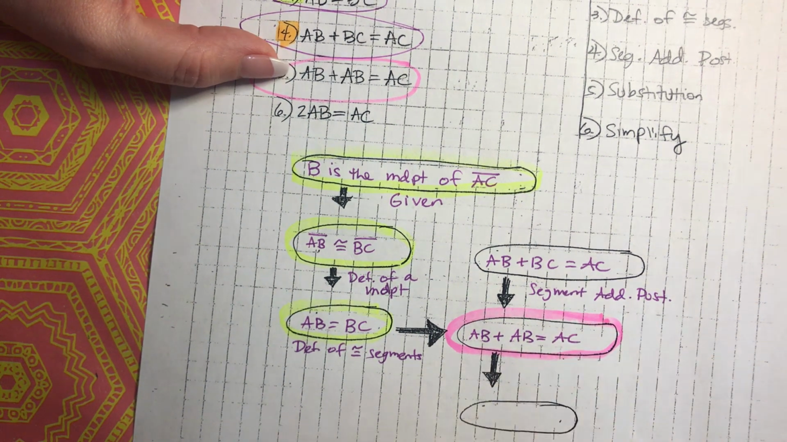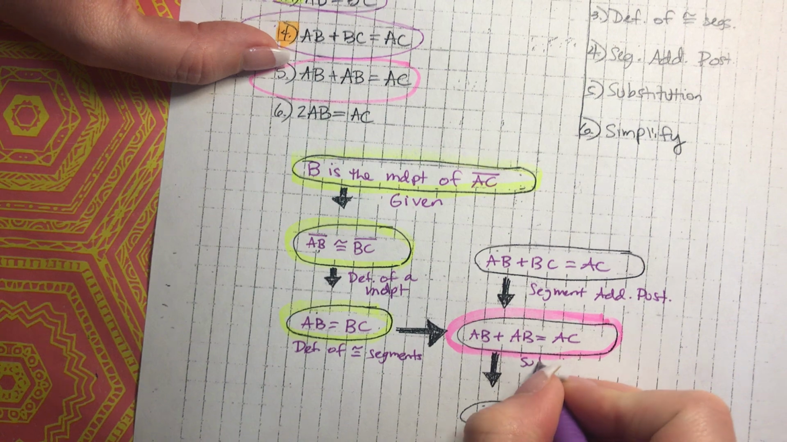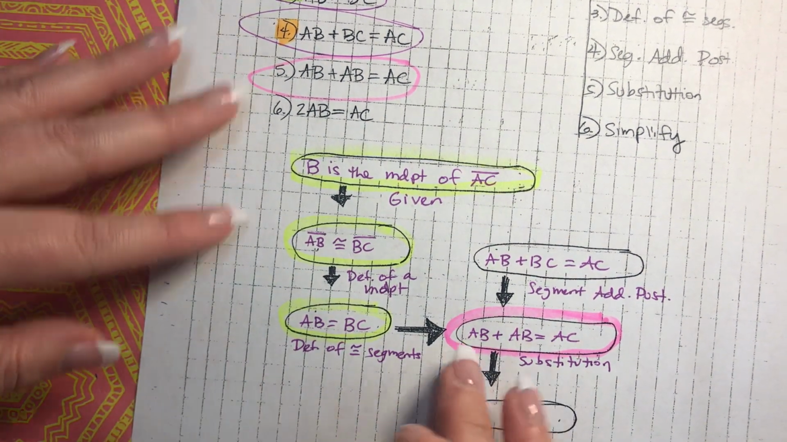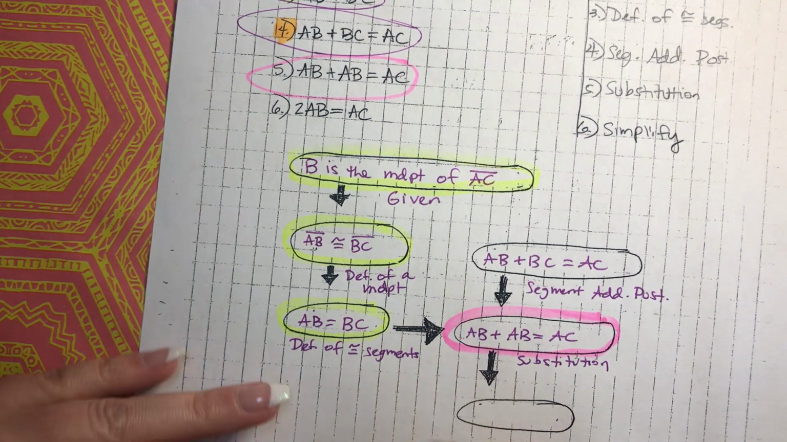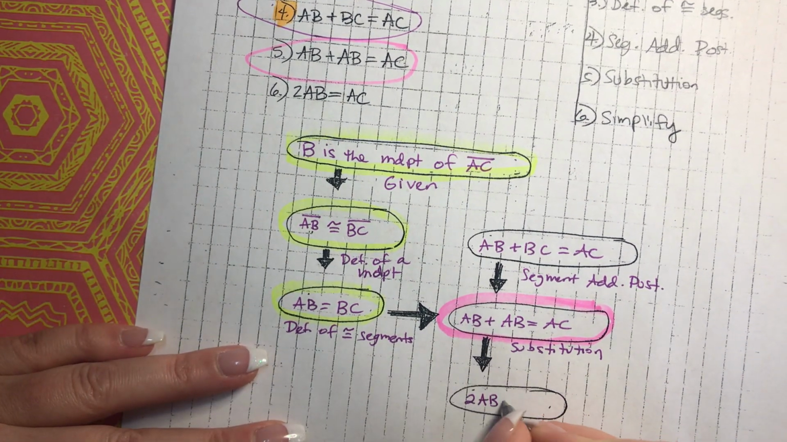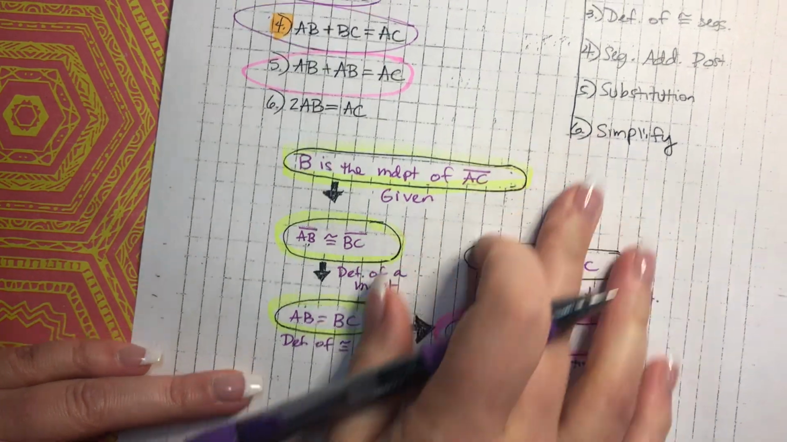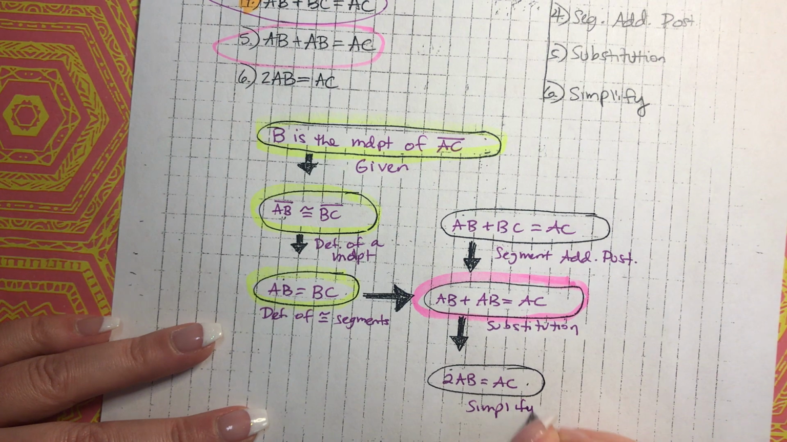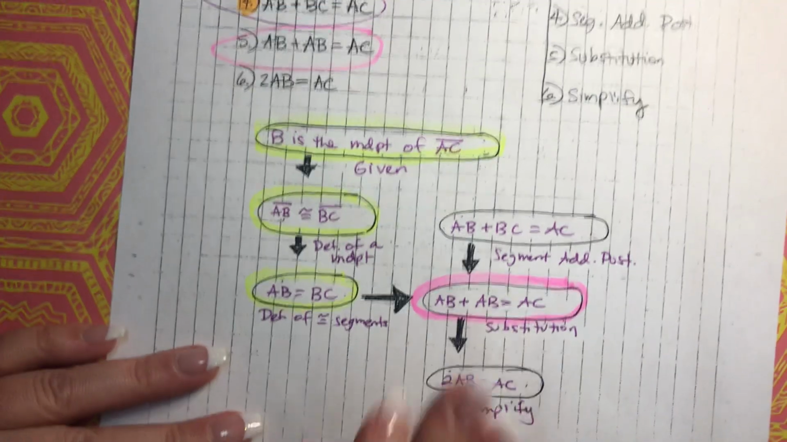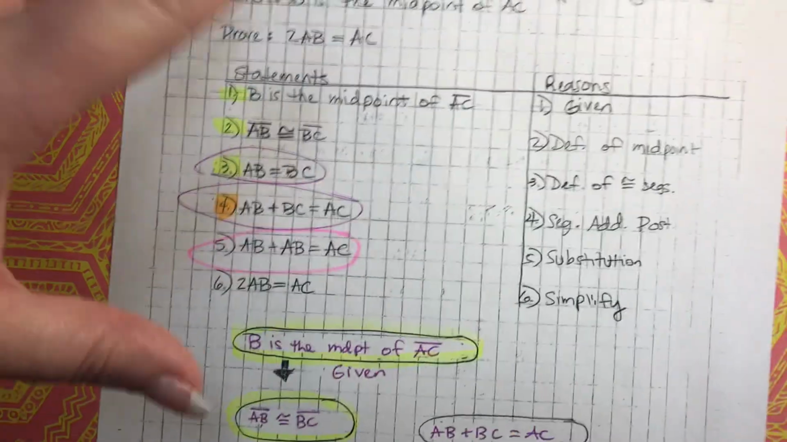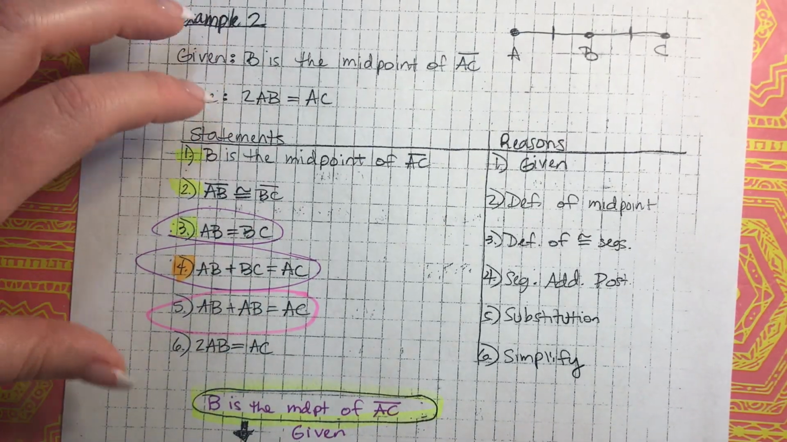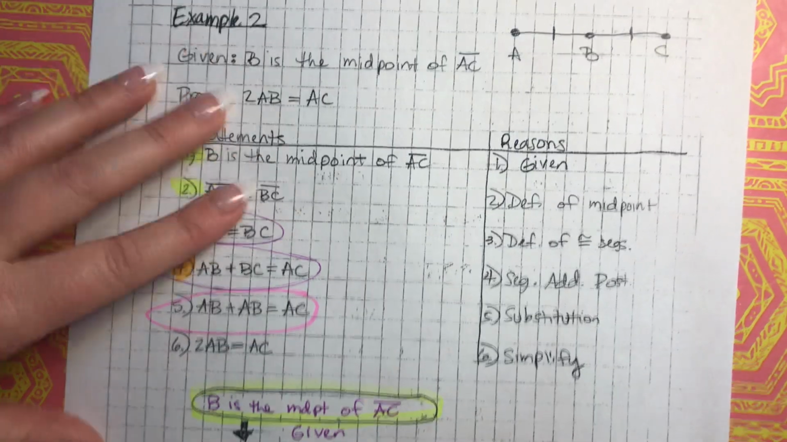Equals AC, right? And we can do that through substitution. And then what do we do? We just add, right? So we just simplify, and we get 2AB is equal to AC by just simplifying. And there we proved it. Simplify. Boom shakalaka, there we go. All right, so this is just showing how to take a 2-column proof and write it into a flowchart. But really, really take the time to understand what's going on, okay?